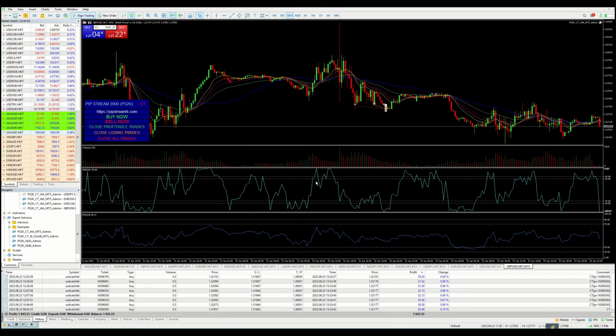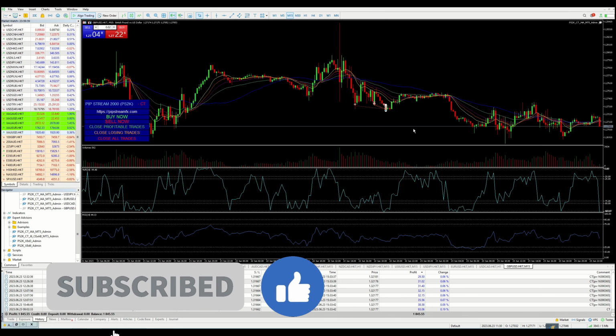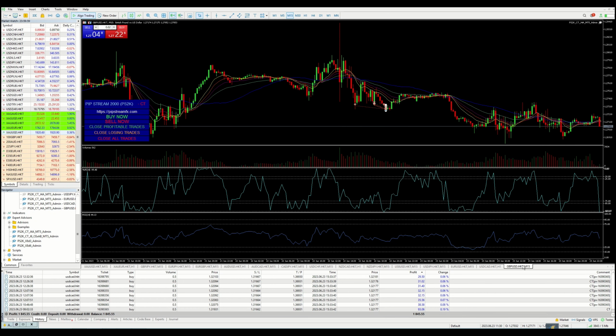Okay, ladies and gentlemen, let's go ahead and review some of the trades that were taken during the week using PS2K, CTX. Okay, so we're looking here at GU, as you can see right here. Here's the GU, and this is the 15-minute time frame, M15, and there was one session taken during the week on GU, this one right here.